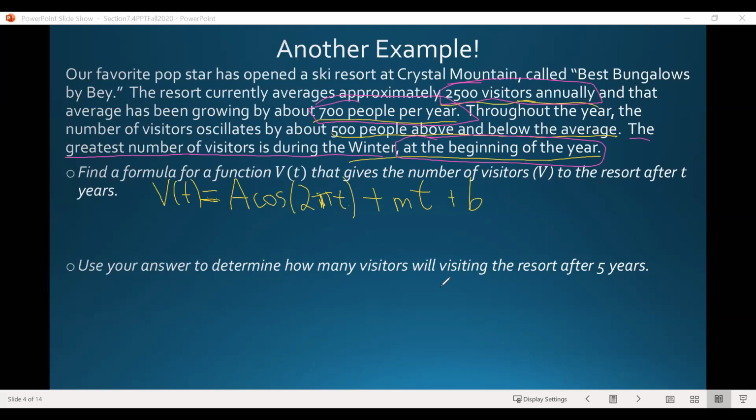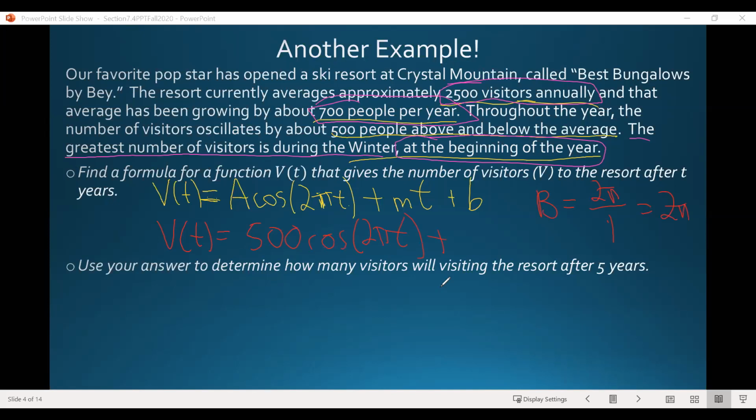Okay, so now we go through and write our equation. So we get V of t equals, so A would be the amount, that's our amplitude, the amount we go above or below the midline, which would be 500 in this case. We're also told we start above the midline because we had the greatest number at the beginning of the year, so we can leave that as positive. Times cosine of, oh, I wrote 2 pi t, which is what it'll be. I should have put a capital B there, not 2 pi. But just as in the last one, we know that the value for B is given by 2 pi over the period, which again here looks to be 1 year, so we'd have 2 pi.